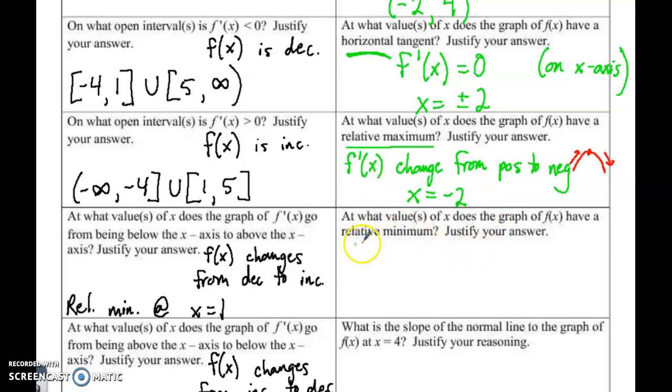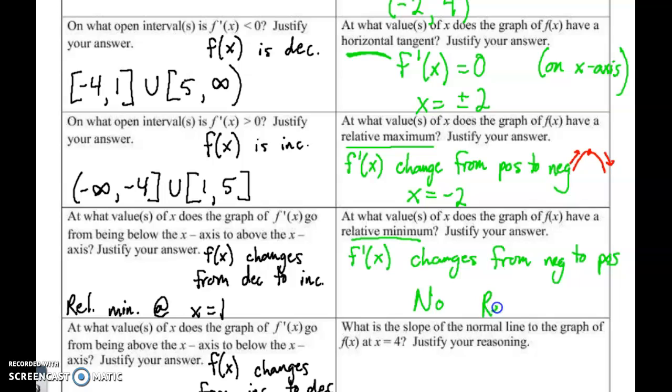Now the same thing goes for the next one, for relative min, except it has to change from a negative to a positive. Well, look at your graph. Does it ever change from a negative to a positive? No. So there are no relative mins in this graph.